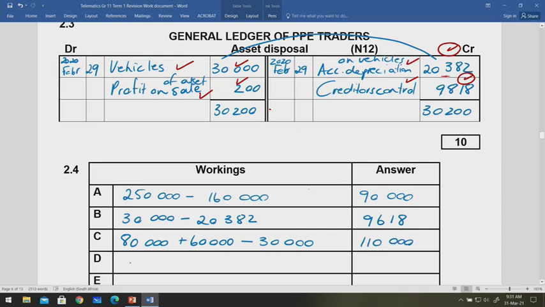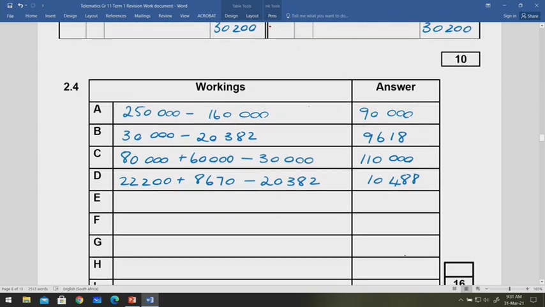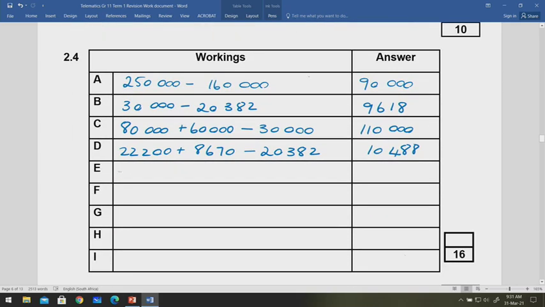Accumulated depreciation at the beginning was 22,200. We wrote off depreciation during this year, and then we subtract the total accumulated depreciation that we wrote off on the vehicle that was sold, so that will give you 10,488. And then E is easy. That will just be method marks, because that will be your 110,000, your cost price at the end, minus your accumulated depreciation at the end, will give you the carrying value at the end, 99,512.